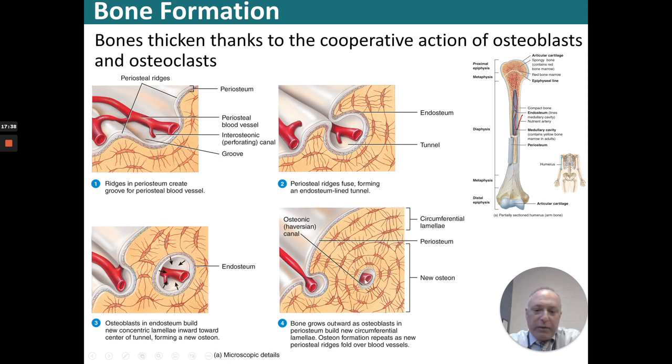And there's a blood vessel in the middle of this canal that is necessary for supplying the nutrients to these osteocytes. So the bone grows outward as the osteoblasts build new circumferential lamellae, and these osteons will get layer by layer, and this is how the bone actually thickens. So you're talking about the diaphysis portion becoming thicker and stronger.